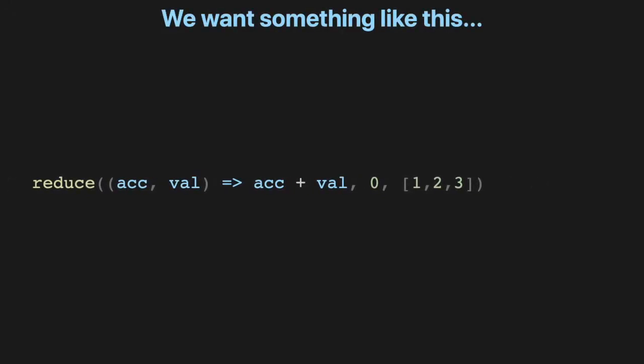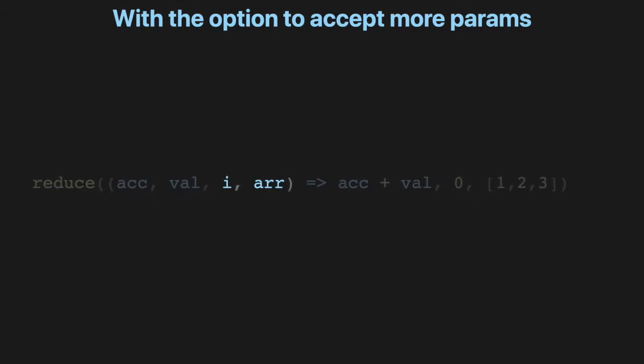So we want something like this. This is our API that we want to expose to whoever's going to use this function, including ourselves, with the option to accept more parameters like the element, the index of the current element, and then the array that you're working on in the function.